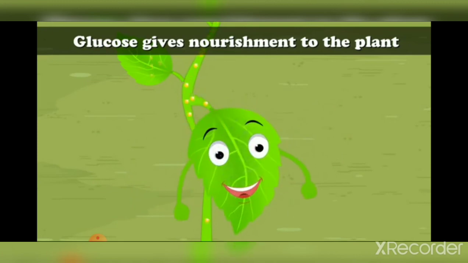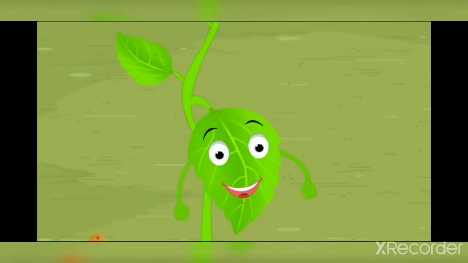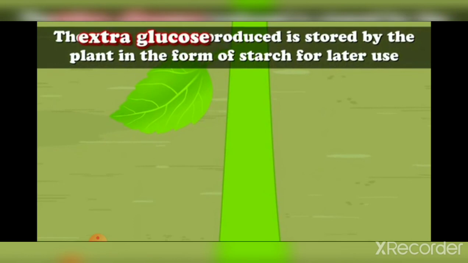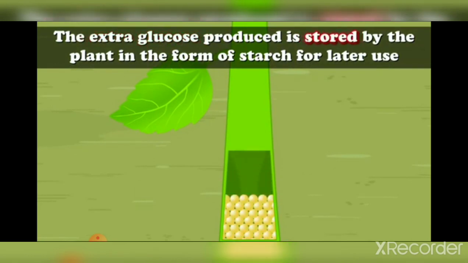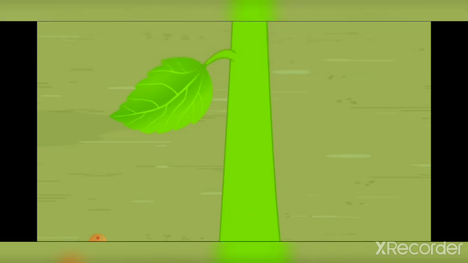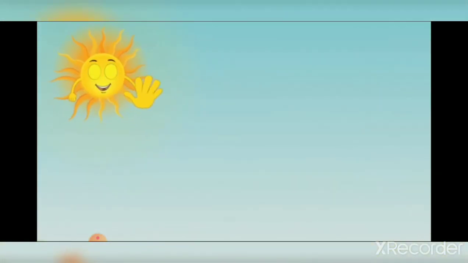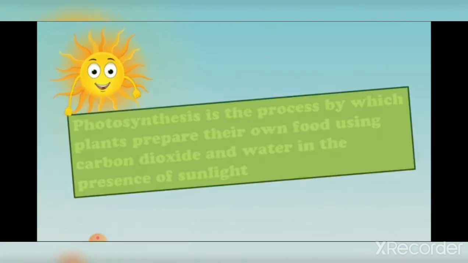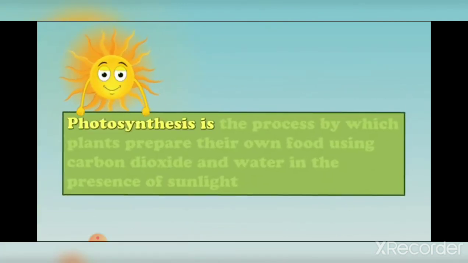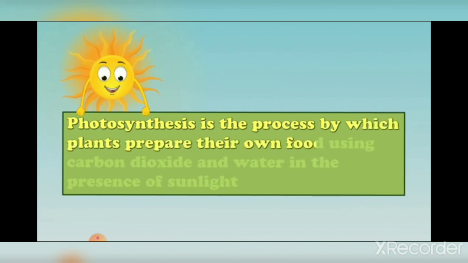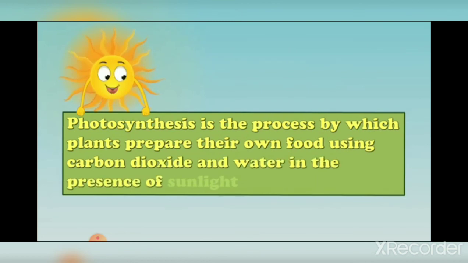Glucose gives nourishment to the plant. The extra glucose produced is stored by the plant in the form of starch for later use, like we store food at our house for the next day or next week. So it is the process of the plant making its own food, with the use of carbon dioxide, which means air, and water and sunlight.